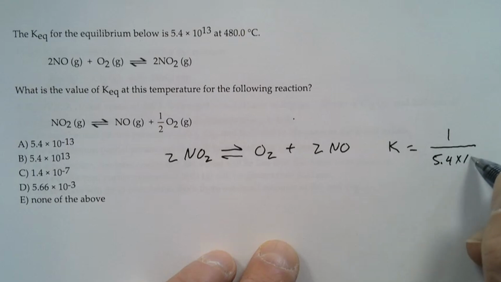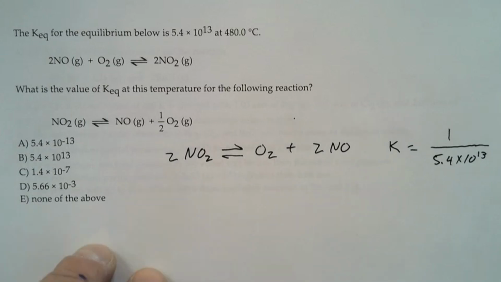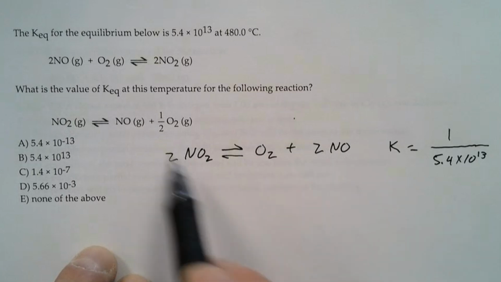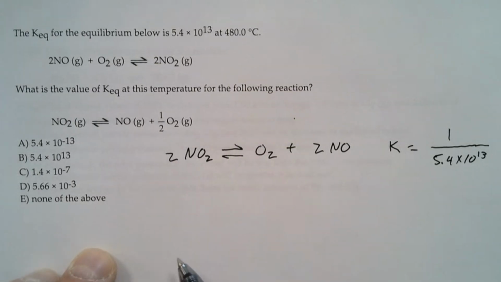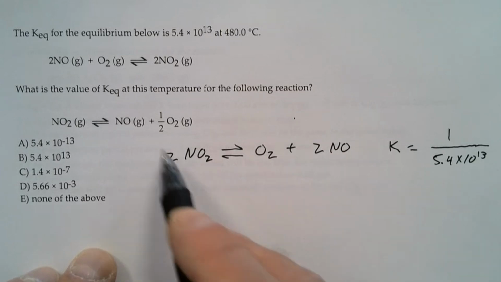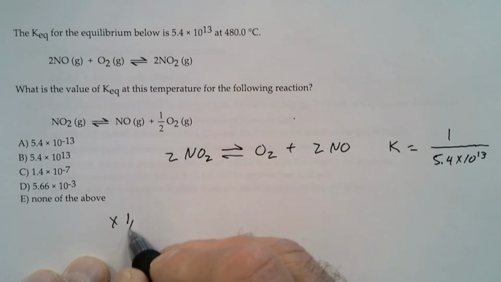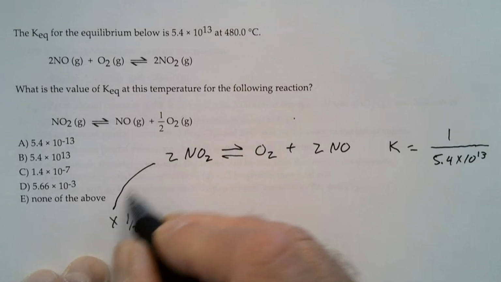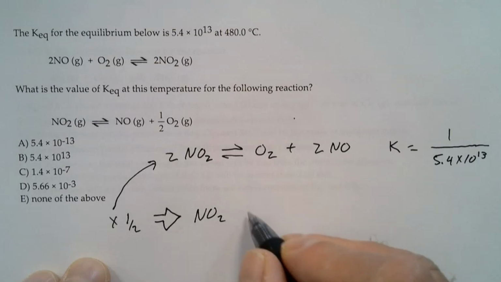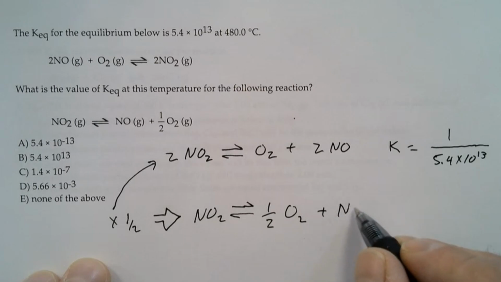5.4 times 10 to the 13th. Now it looks like I'm almost there. I got my N2 where it should be, my NO. Well, looks like I did that a little backwards, but that's alright. So now, what happened? This 2 is now gone, and there's a half there. So that means that I want to times this equation by a half. So that's going to give me NO2 in equilibrium with a half of O2 plus an NO.